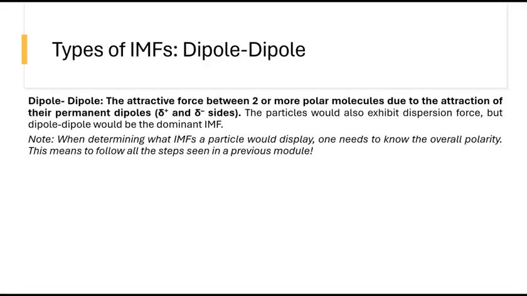Types of IMFs, dipole-dipole. Dipole-dipole is the attractive force between two or more polar particles due to the attraction of their permanent dipoles. So we have permanent partial positive and partial negative sides. The particles would also have dispersion force, but dipole-dipole will be the dominant IMF because it's made up of permanent dipoles.